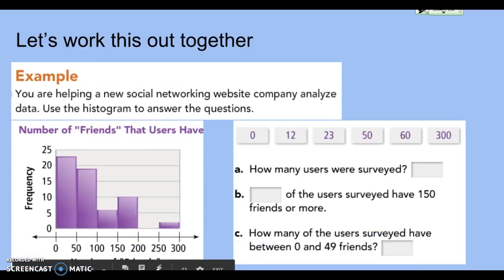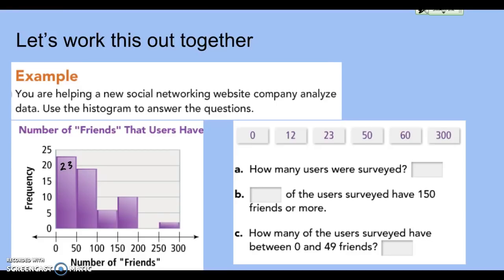All right, let's take a look and work this one out together. You are helping a new social networking website company analyze data. You're going to use this histogram to answer the questions, right? The first question is how many users were surveyed. So it may take you a couple of times to work through this and to look and get your numbers on the bars correct. So right here, I'm going to guess this is about 23.